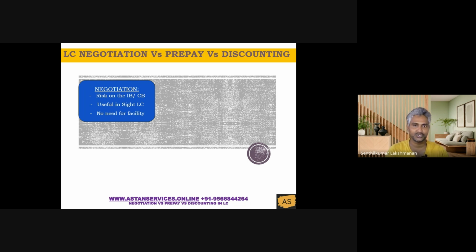Now what is so special about this is, under UCP 600 we have two ways of making an LC available, which is honor or negotiation. Honor is paying on the maturity date. When it comes to negotiation, you pay upfront, as I already explained. This is very simple. Now there is a provision and already a defined concept under UCP 600, which is negotiation.